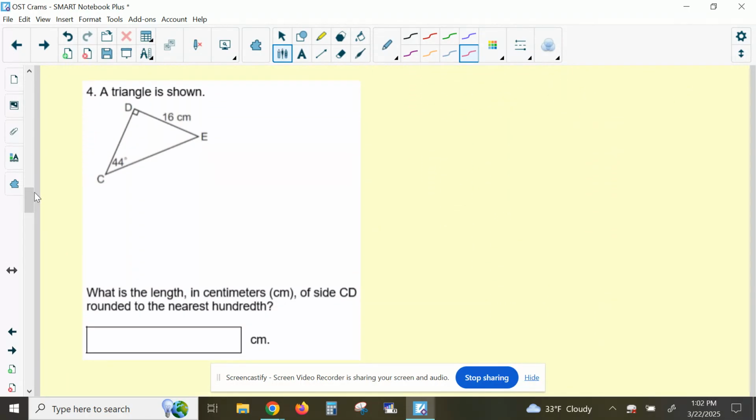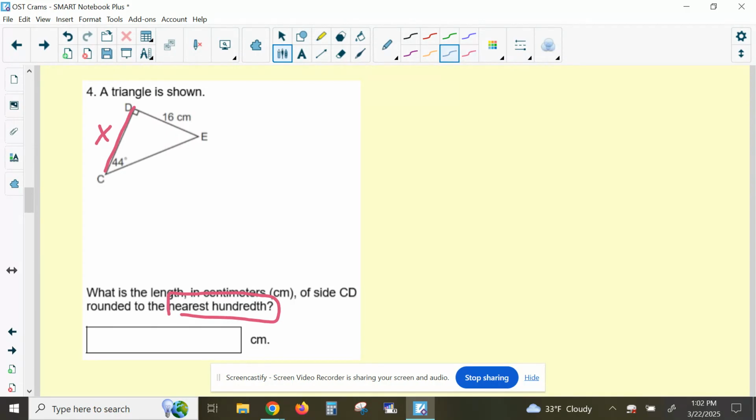Number 4, triangle is shown. What is the length in centimeters of side CD? So I'm looking for side CD, rounded to the nearest 100th. Okay, so I'm looking for this side. I'm going to call him X.